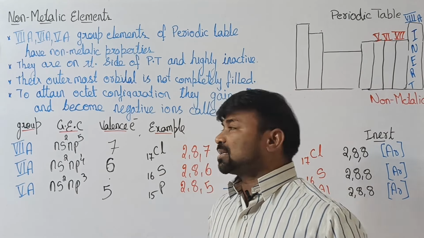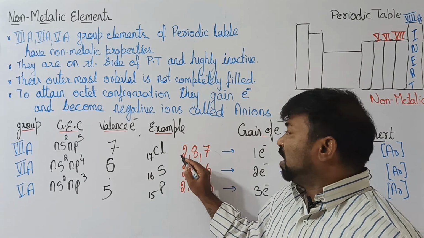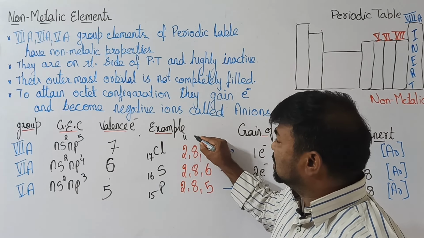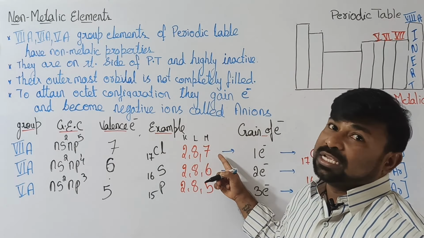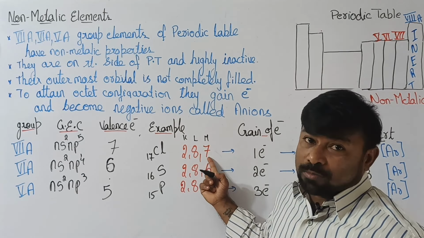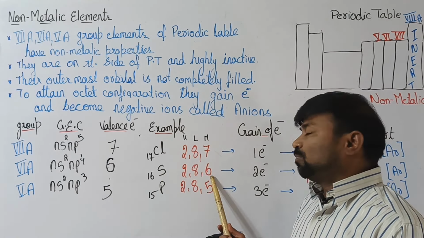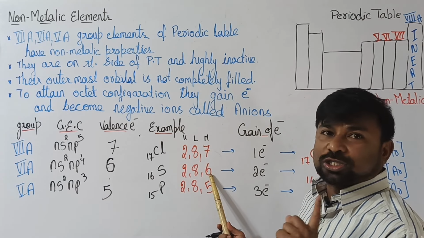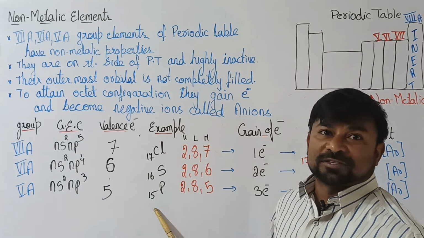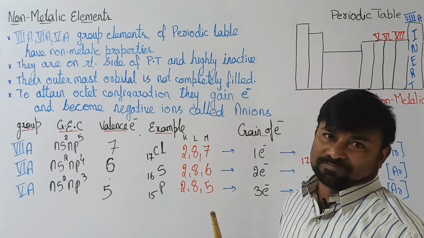To help you understand better, let's take some examples. For the 7A group, the best example is chlorine. Its electronic configuration is 2, 8, 7, where this is K, this is L and this is M. The outermost orbit is not completely filled, and it requires 1 more electron. For the 6A group element, I have taken the example of sulfur. Its outermost electronic configuration is 6, the outermost orbit is not completely filled, and it requires 2 more electrons. Whereas phosphorus, whose atomic number is 15, has 5 electrons in the outermost orbit. It requires 3 more. So this is the fact.